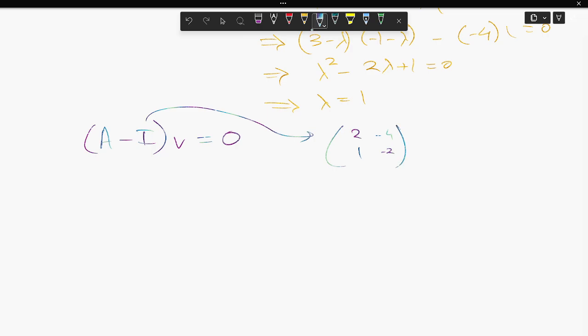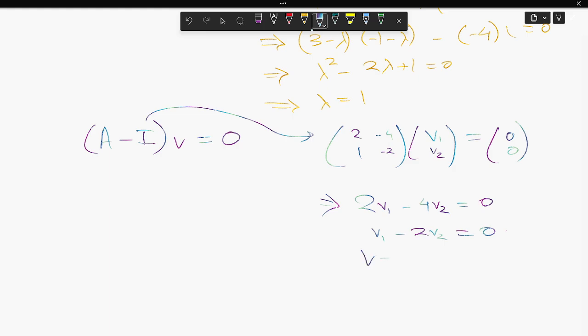Okay, so the system of equations, as we are multiplying with v1 and v2 and getting 0 on this side, will give us 2v1 minus 4v2 equals 0, and v1 minus 2v2 equals 0. Both equations are equivalent to v1 equals 2v2. Thus the eigenvector corresponding to lambda equals 1 is v equals (2, 1). Okay, since there is only one linearly independent eigenvector, our A is not diagonalizable.